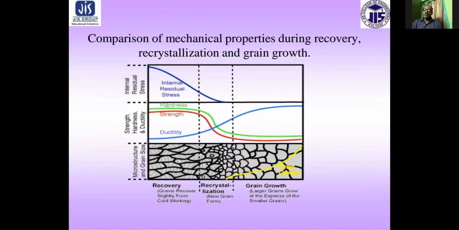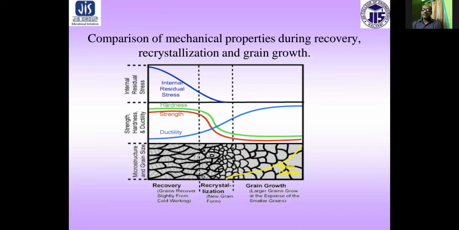Now, this is the figure that we have discussed earlier, showing that residual stresses, hardness and strength decrease with recrystallization and grain growth. During recovery, the grain recovers slightly from the cold working. The residual stresses decrease sharply. The hardness and strength remain unaffected, and ductility slightly increases during recovery.